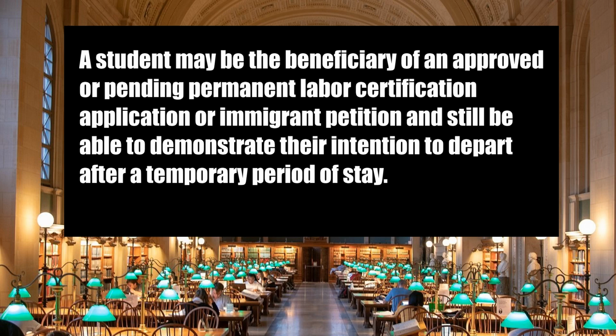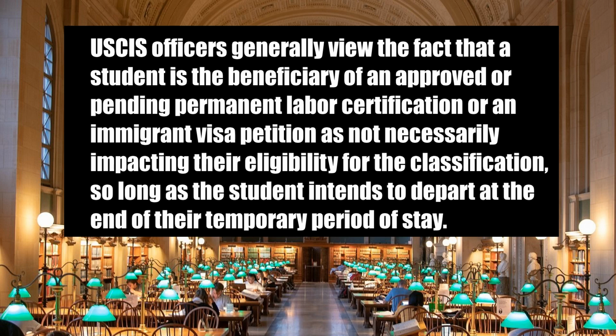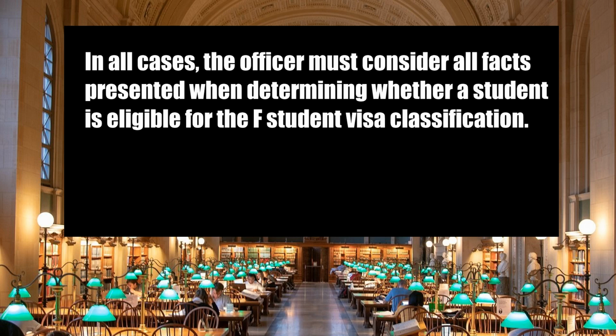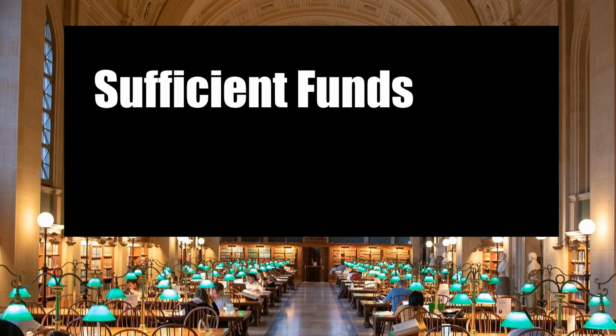A student may be the beneficiary of an approved or pending permanent labor certification application or immigrant petition, and still be able to demonstrate their intention to depart after a temporary period of stay. United States Citizenship and Immigration Services officers generally view the fact that a student is the beneficiary of an approved or pending permanent labor certification or an immigrant visa petition as not necessarily impacting their eligibility for classification, so long as the student intends to depart at the end of their temporary period of stay. In all cases, the officer must consider all facts presented when determining whether a student is eligible for the F student visa classification.